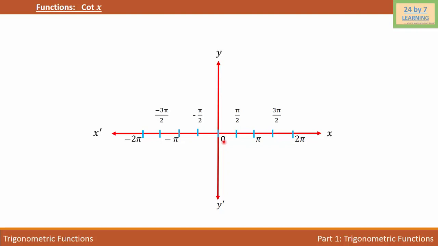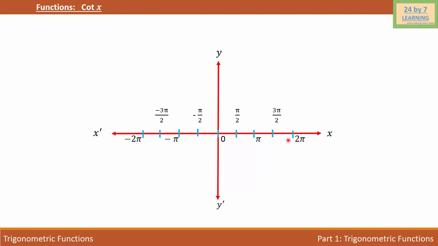The values that I'm considering on the x-axis left of the origin are negative pi over 2, negative pi, negative 3 pi over 2, and negative 2 pi. And the values that I'm considering on the right of the origin are pi over 2, pi, 3 pi over 2, and 2 pi.